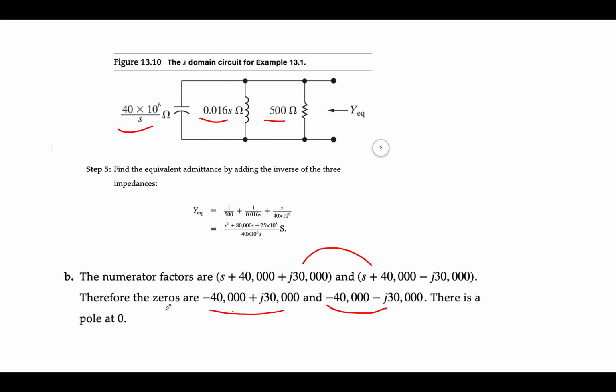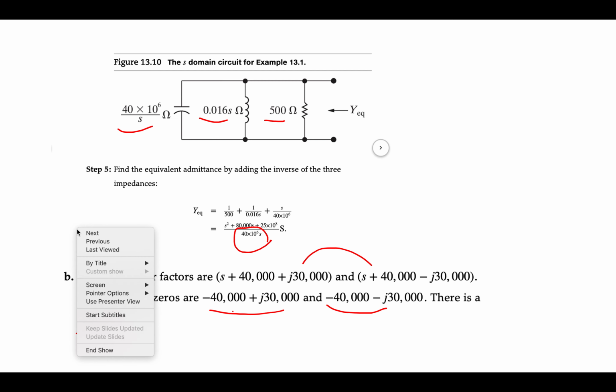It is okay to have zeros that are complex numbers. You then find the poles, and it turns out that the only thing that would make the denominator go to 0, notice we have 40 times 10 to the 6th s, is if s is equal to 0. So we have zeros, these two places respectively, and we have a pole at 0.